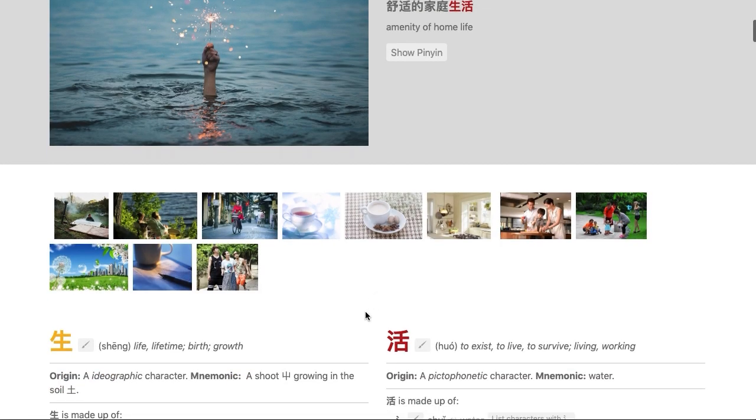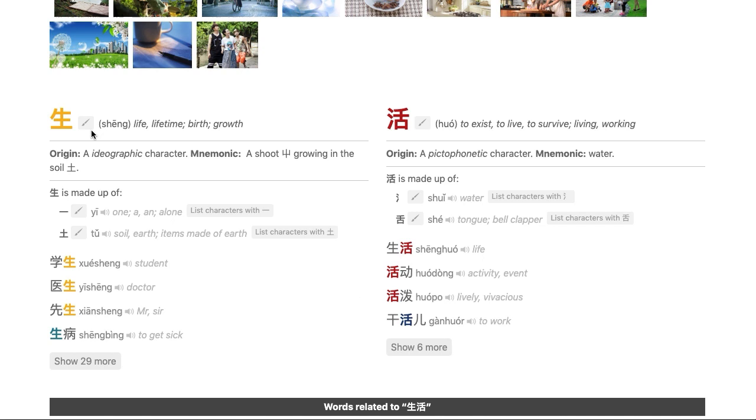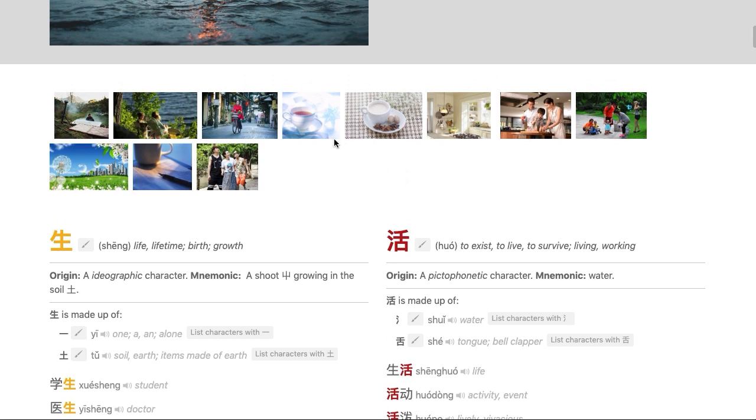But if you go to 生活, you can see that, well, 生 also means life, but 活 here means to exist, to live, to survive. So 活 is more like a verb, to live. So that's why 生活 can also take on the sense of living. And that's also why these pictures above are pictures of daily life, of living one's life.